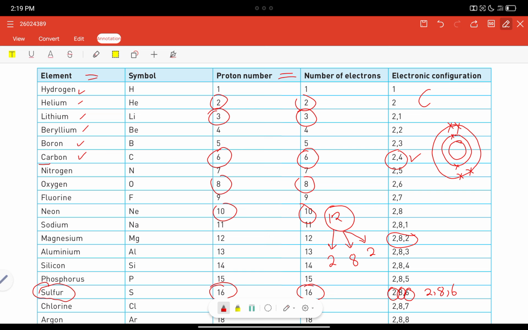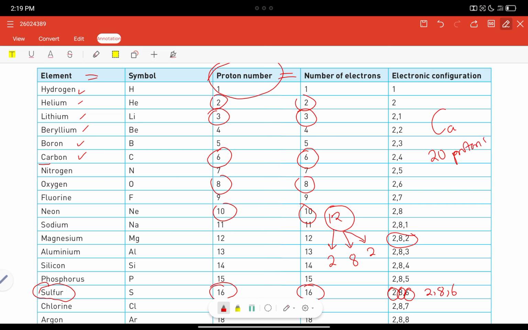Another example is calcium. Calcium has atomic number 20. So calcium is written as capital C, small a. Atomic number 20. What will be the number of protons? Number of protons would also be 20, because we said the atomic number is simply the number of protons. So if calcium has an atomic number of 20, it means that it will have 20 protons.